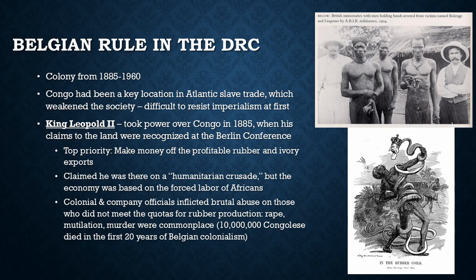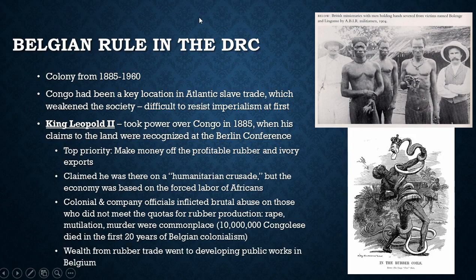And so rape, mutilation, and murder were all commonplace. About 10 million Congolese died in the first 20 years of Belgian colonialism. So this really could be defined as a genocide by modern standards. And wealth from the rubber trade, shocker, did not go to the Congo. It went to developing public works in Belgium. So they really did just kind of pillage the Congolese people for their resources and abuse them while they were there.